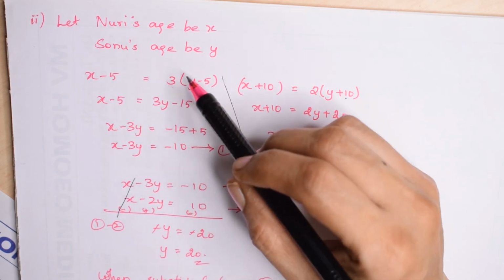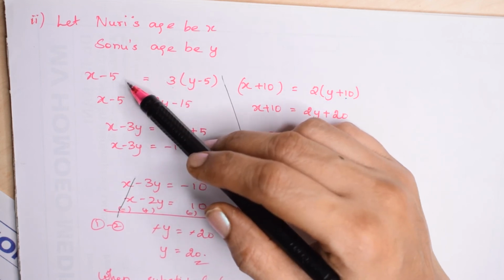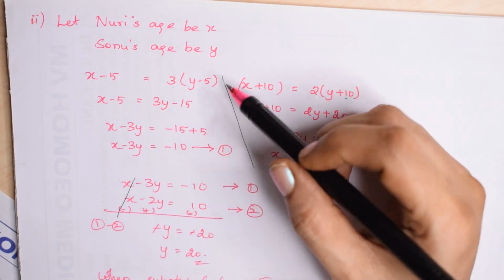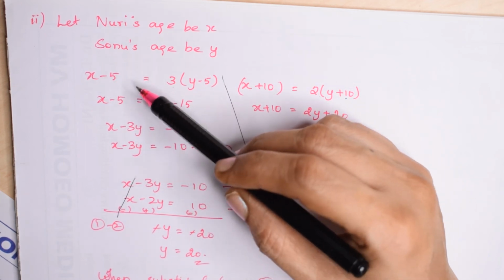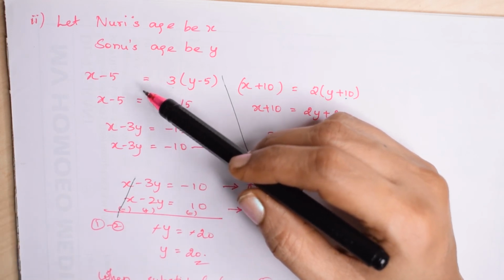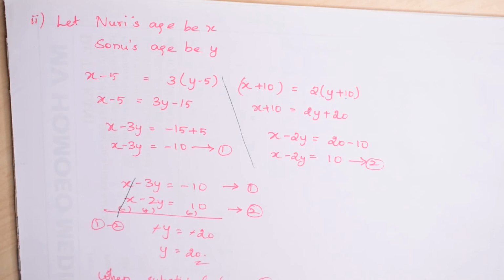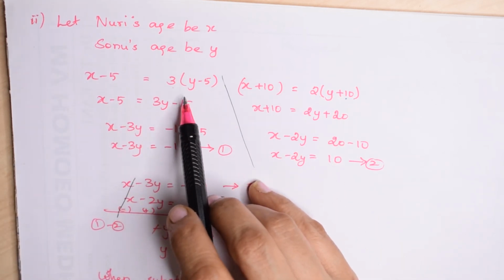First find out who is elder. Then see what time they are giving, 5 years ago or 10 years later, like that. 5 years ago means minus 5. After 10 years means plus 10. Like that we have to make the problem. Then we will start solving it. Now 5 years ago, so 3 times they said, so 3 into, I have written here, right?